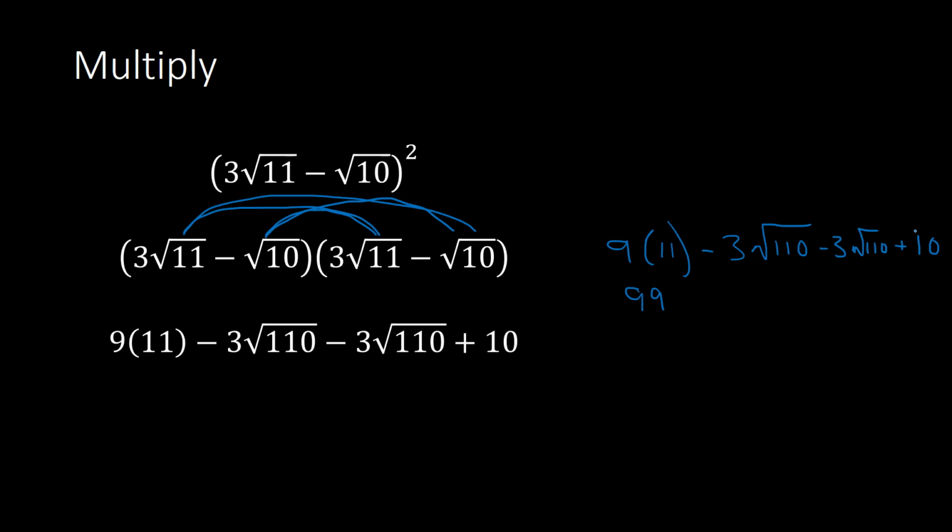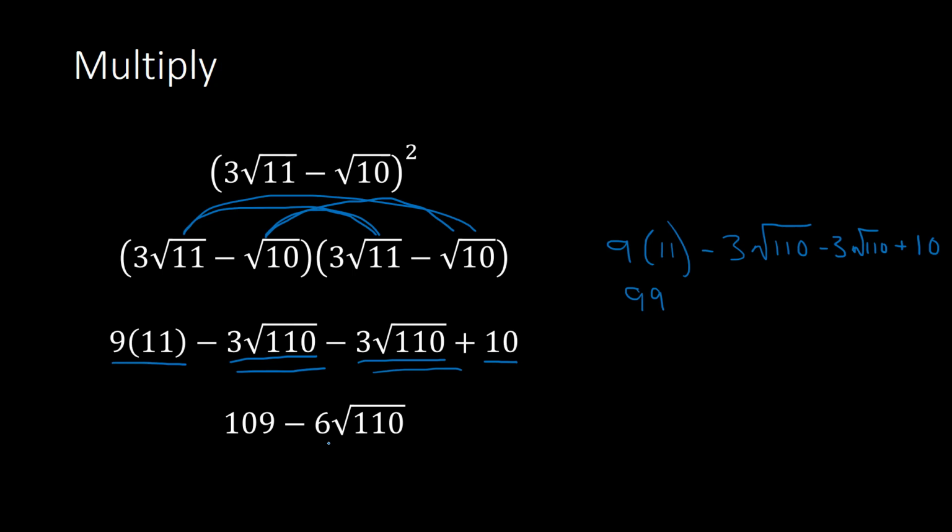So what I have is this right here. And now I can combine like terms. Here we have 99 and then plus 10. Those can combine. And then these two terms have like radicals, so I can combine those as well. So 99 plus 10 gives me 109. Negative 3 square root of 110 minus another 3 square root of 110 would give you a negative 6 square root of 110. And that is my solution.